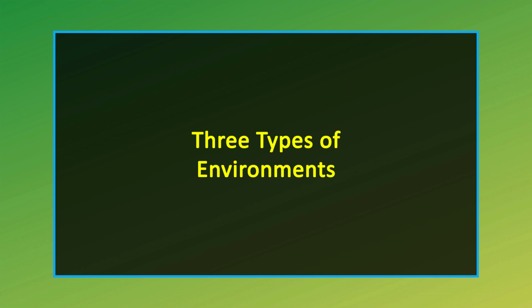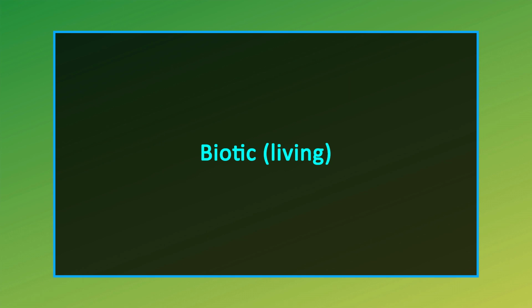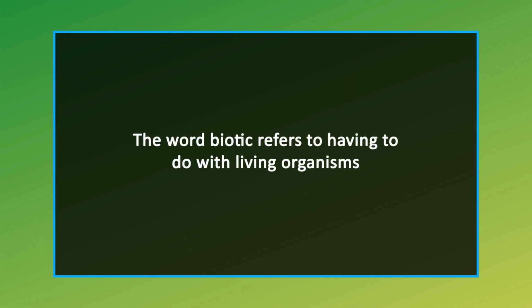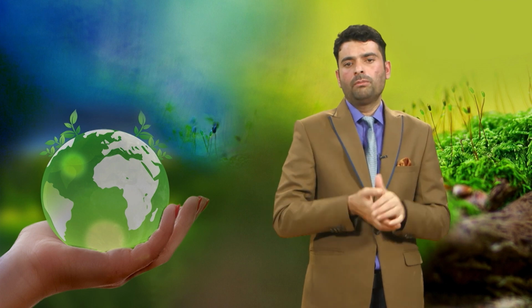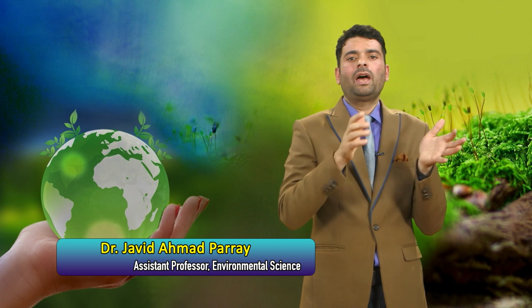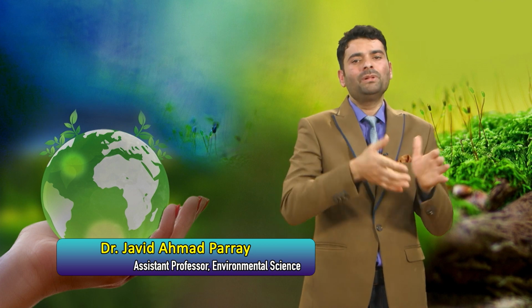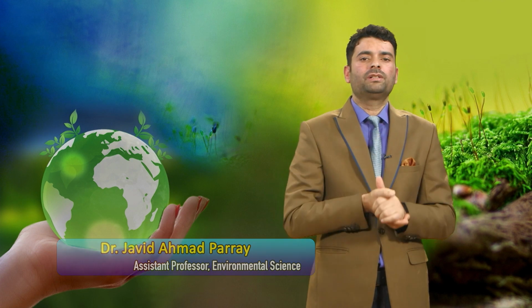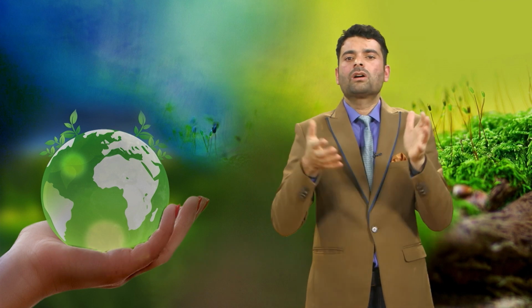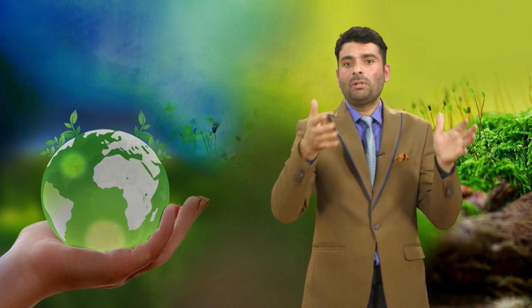Dear students, there are mainly three types of environments. First, biotic or living environment. The word biotic refers to having to do with living organisms. Biotic elements refer to the biological component of the ecosystem consisting of populations of plants, animals, and microorganisms in complex communities. Among the biotic factors influencing organisms, viruses and other parasitic organisms cause disease. These are the parts of an organism's biotic environment.